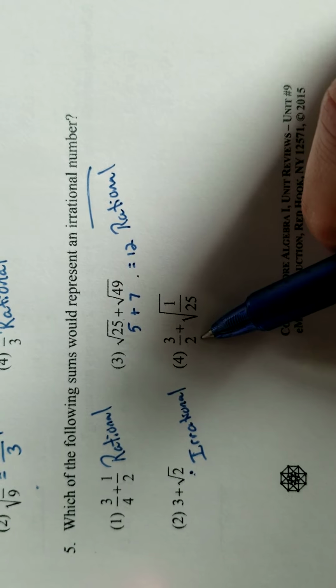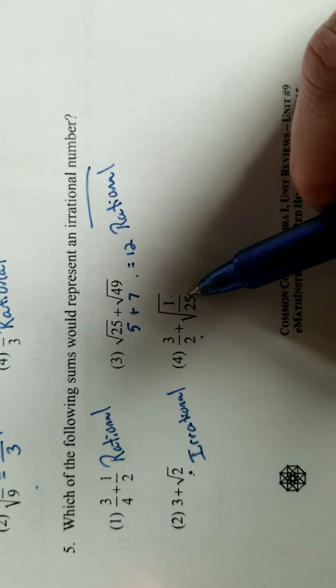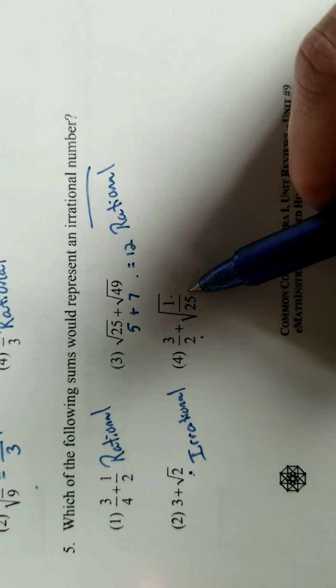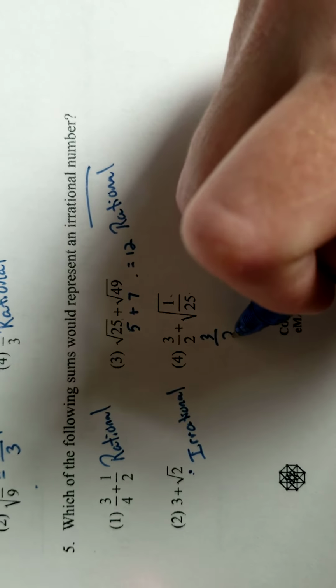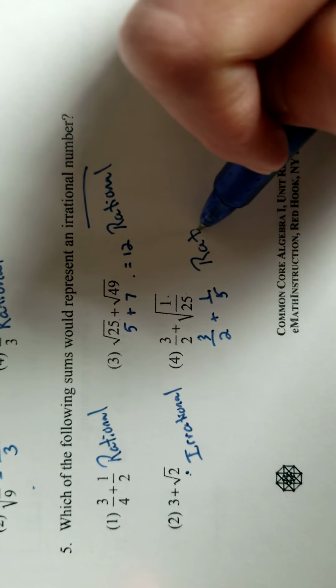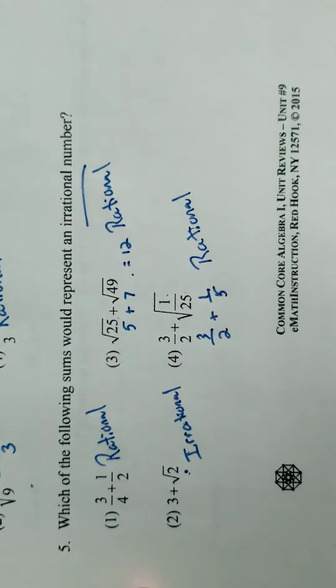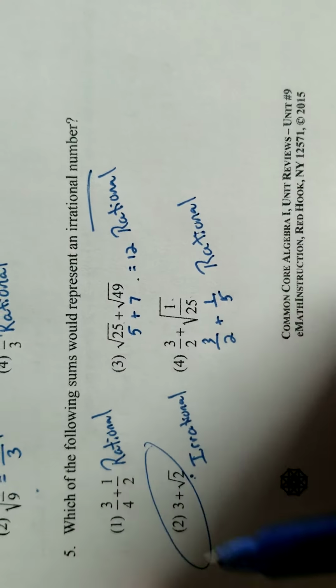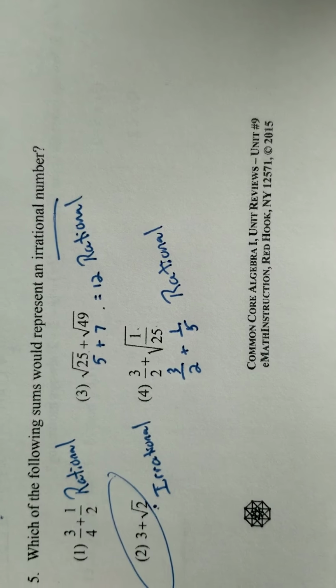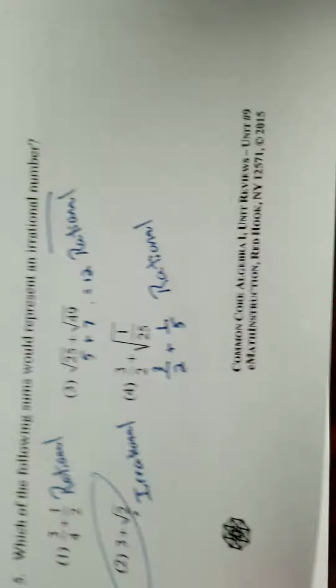Here I've got 3 over 2, and I've got 1 over 25 underneath the square root. But 1 is a perfect square and 25 is a perfect square. So this is rational plus this is rational. So when you're adding two rational numbers, it's going to give you another rational number. So the only one that's irrational is number 2. Let's look at number 6.